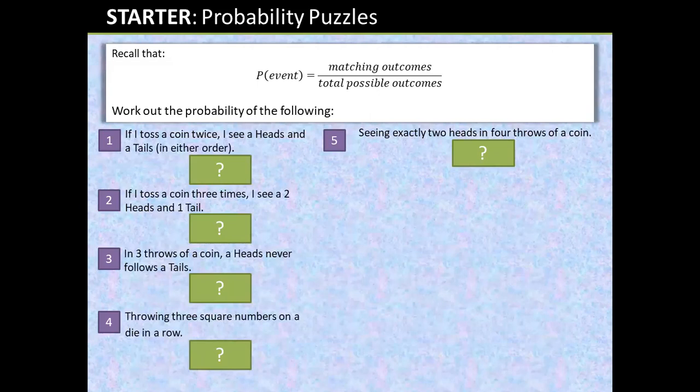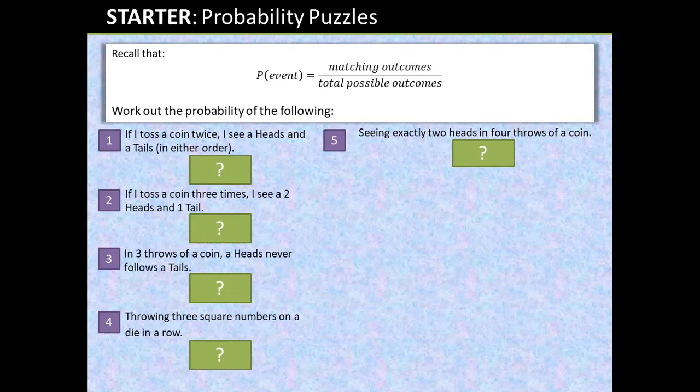To calculate probability, we take the matching outcomes over the total possible outcomes. For example, the coin tossing that I always mention. There are only two possible or total outcomes. So 1/2 for the head, 1/2 for the tail, because there are only two possible outcomes.